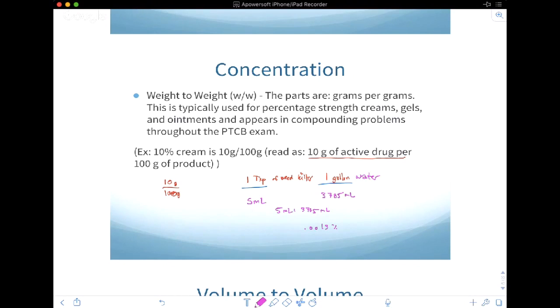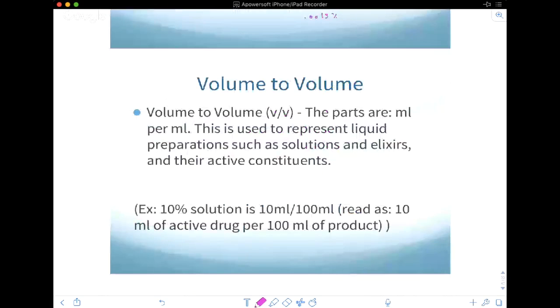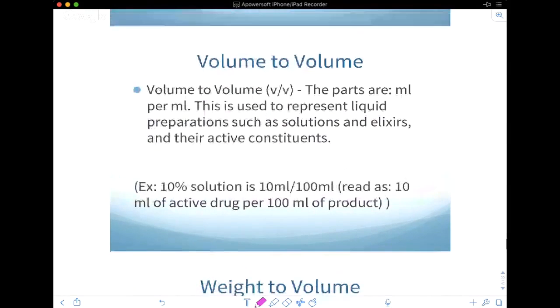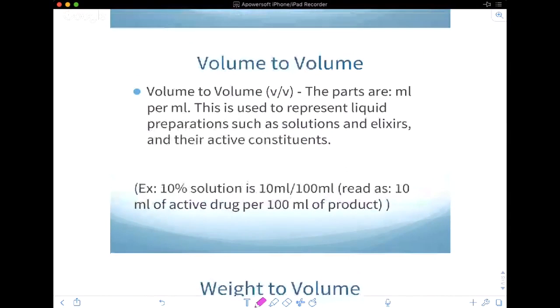All right, the next one is going to be volume to volume. The parts are milliliters per milliliter. This is used to represent liquid preparations such as solutions and elixirs and their active constituents. So a 10% solution is basically the exact same thing: 10 milliliters of active ingredient per 100 milliliters of product.